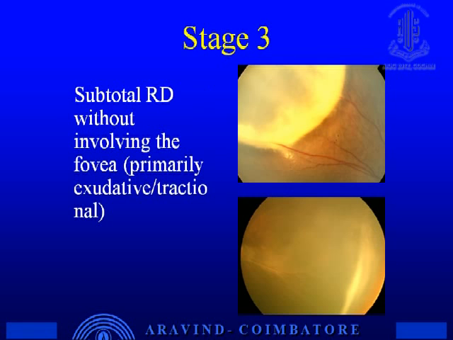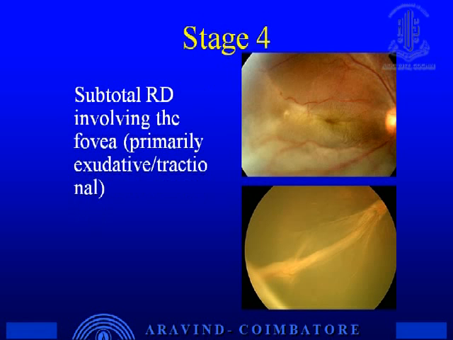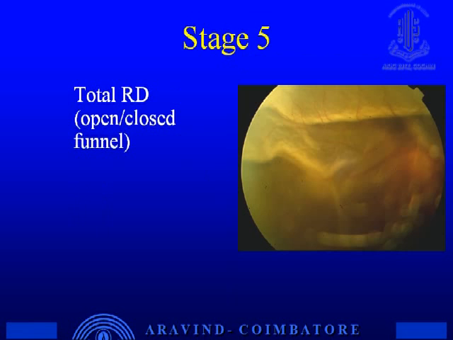Stage 3 is a subtotal retinal detachment without involving the fovea, and stage 4 is a subtotal retinal detachment involving the fovea, and stage 5 is a total retinal detachment which can be either an open or a closed funnel.